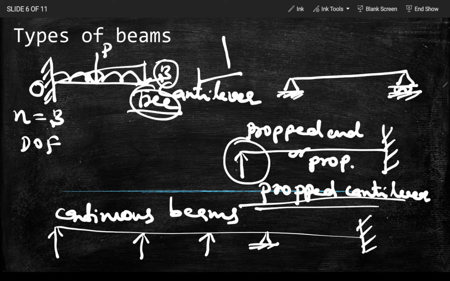Continuous beams. So these are all the different types of beams, and based on the different combinations of supports, we will also be having different types of beams. They are called as based on the supports. This is about types of beams.